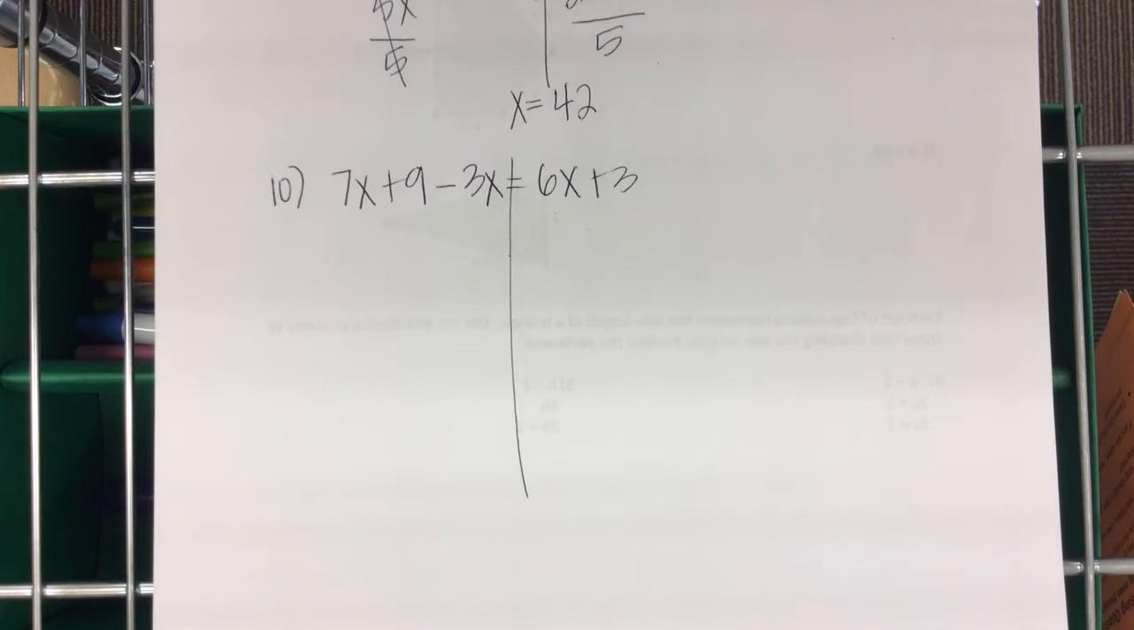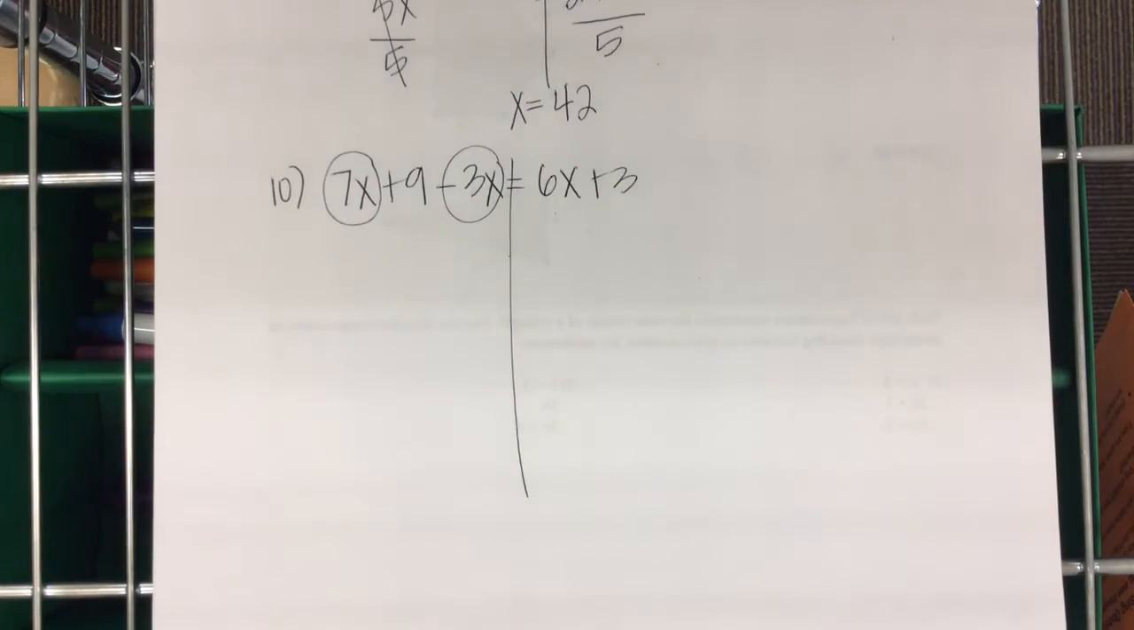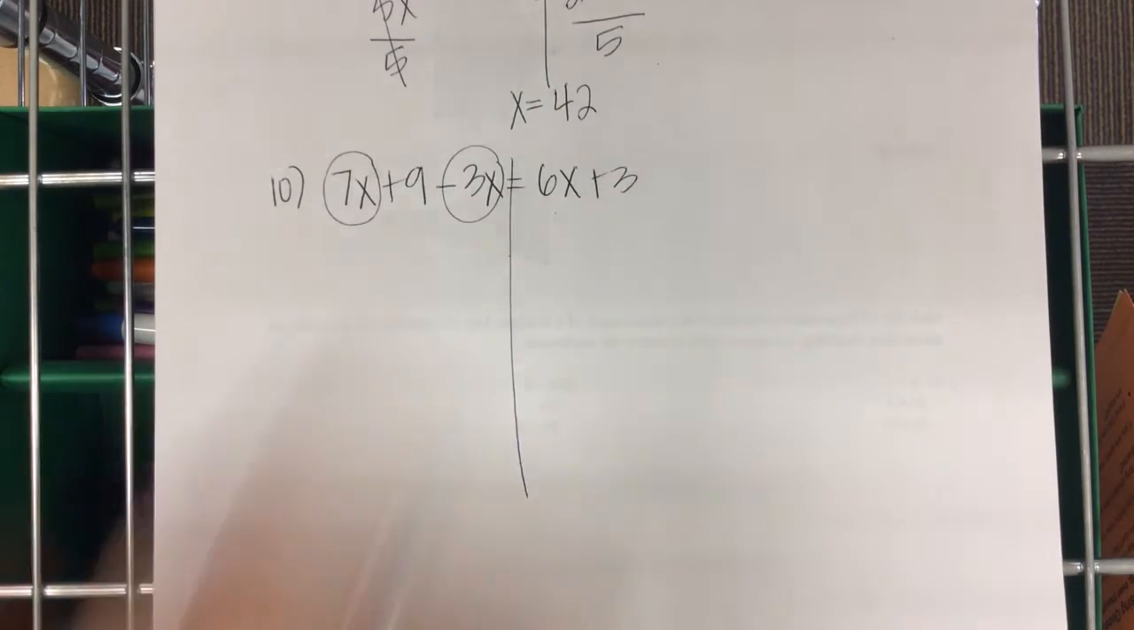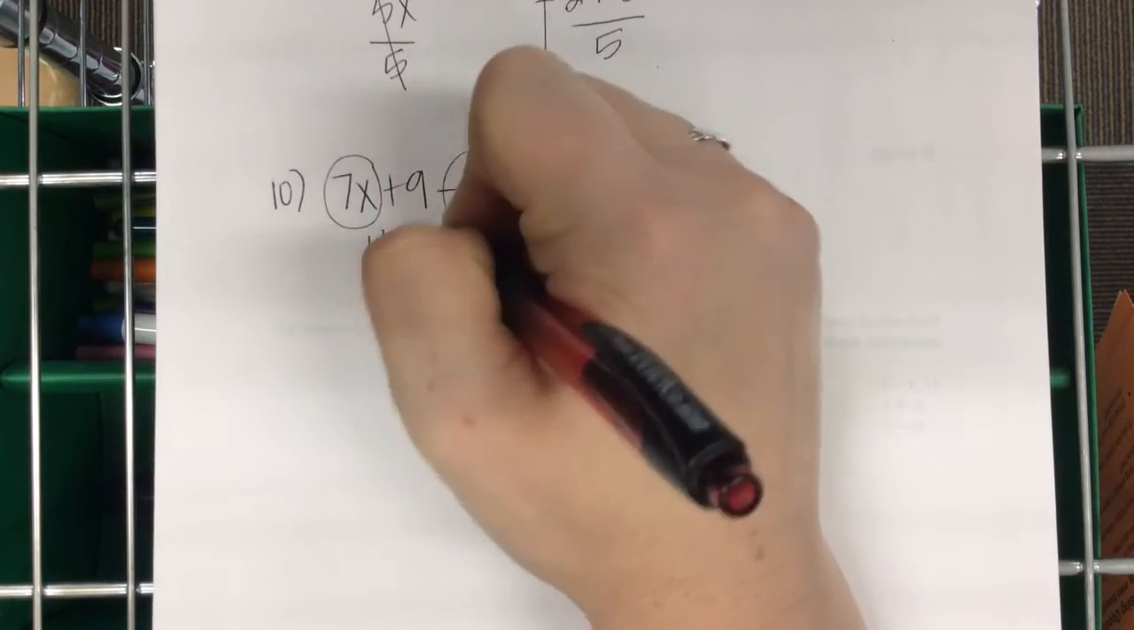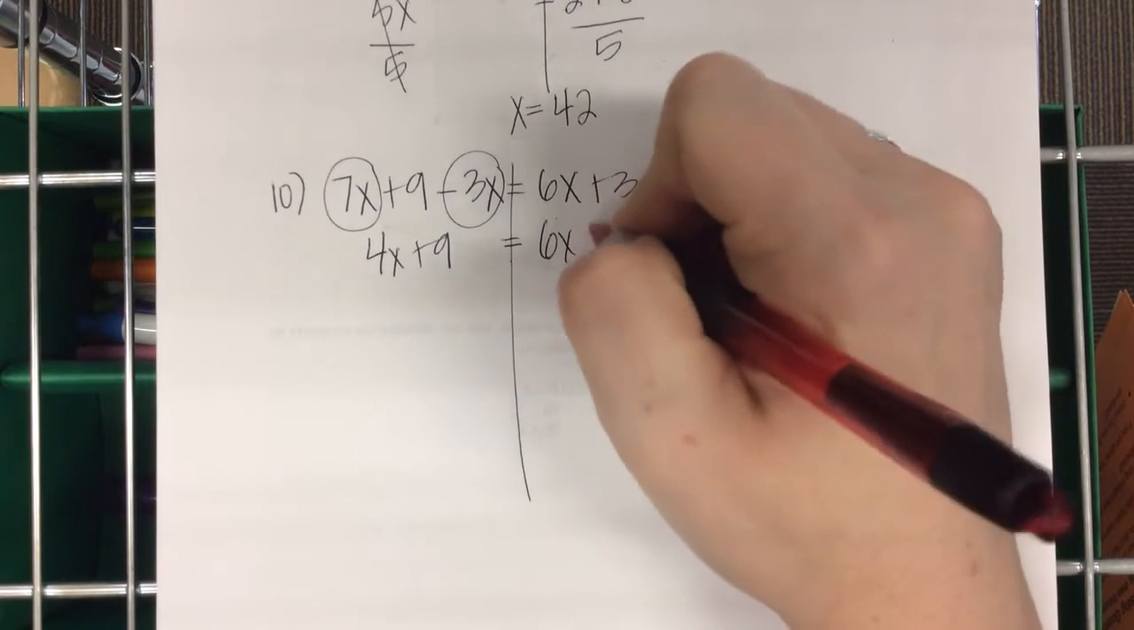The rules to this problem, right? We need to simplify before we start solving. So if I look at the left side, 7x minus 3x is what? 4x plus 9 equals, and does the right side simplify? 6x plus 3.